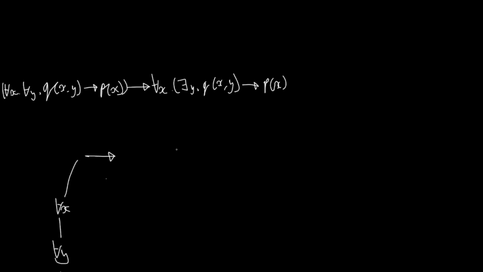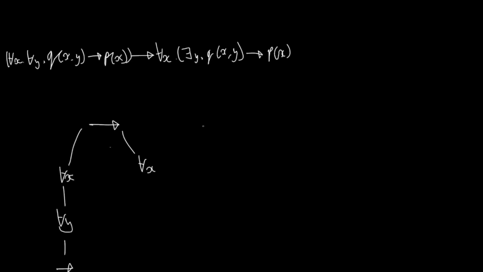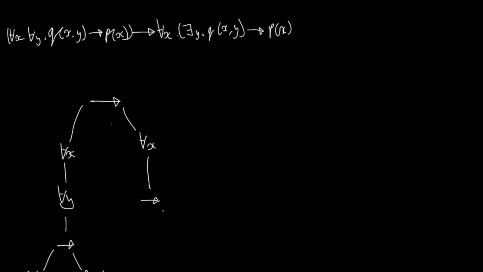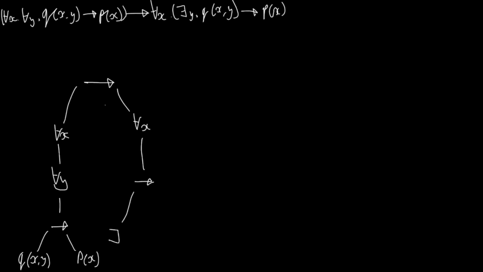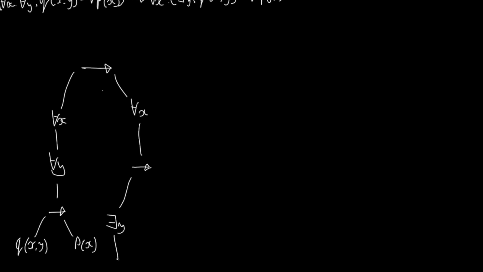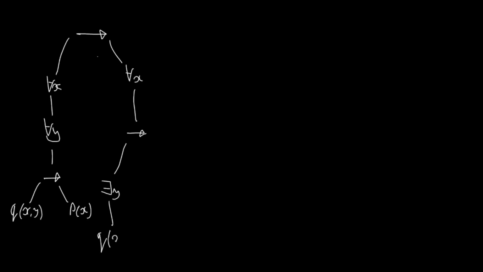And on the right side, it's got this for all. And then this if statement here, because this is one scope. And on the left side of this if statement, it's got the exists, and then the q of xy.